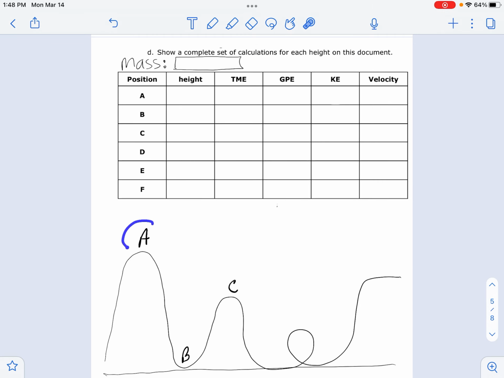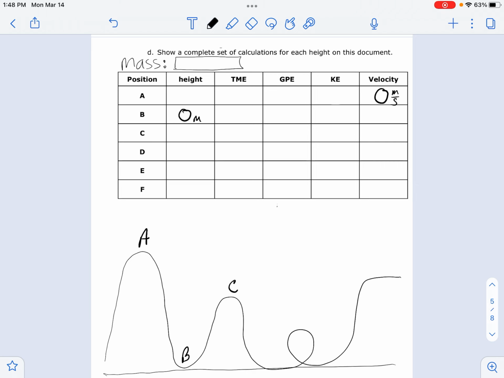Now, there's a couple spots where that's going to be the easiest to do. One of them is at A, where we're going to say that our velocity is 0, because at the top of that first hill we're not moving. Another spot where it's going to be easy to find total energy would be B, and B is where the height would be 0.